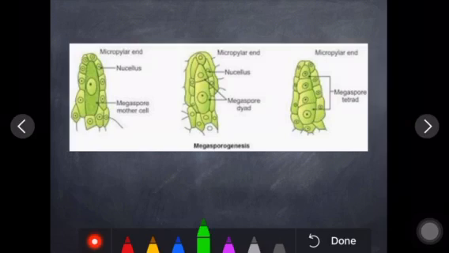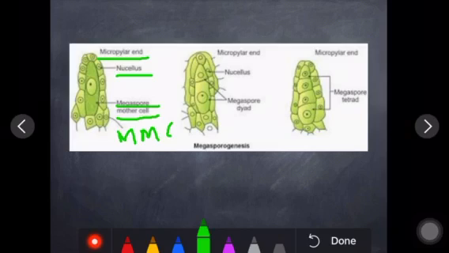So this is the diagram of megasporogenesis. In previous slides we discussed the ovule structure, where the chalaza is there, the nucellus is there, and inside is the embryo sac. So this internal part is called the embryo sac. The surrounding cells are called nucellus. This is the micropylar end, and in it one specific cell is there which is dividing, and that specific cell is called the megaspore mother cell, or we can call it MMC.